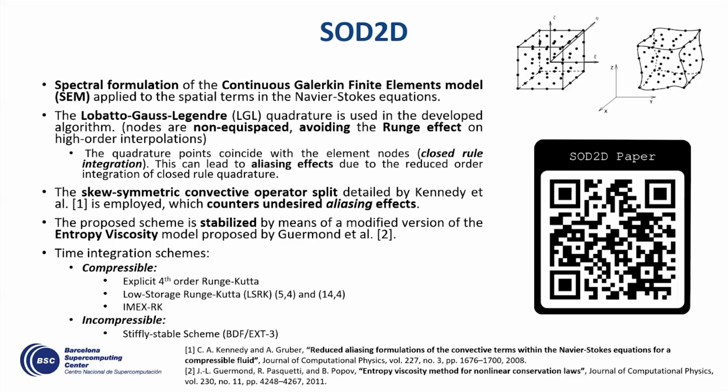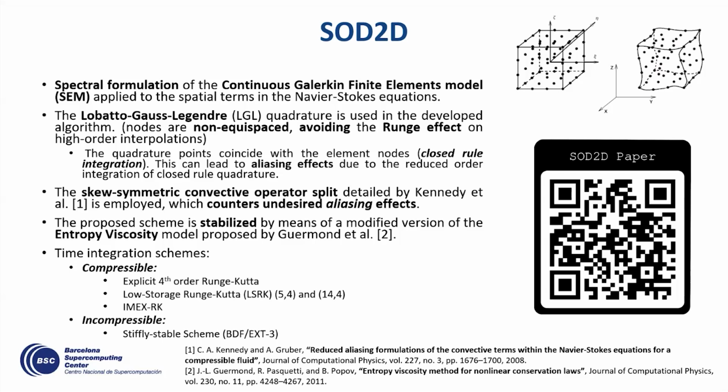And regarding the time integration schemes, we have these three for the compressible: fully explicit fourth-order Runge-Kutta, then two lowest-storage Runge-Kutta methods, one of 5 steps and another of 14, and then an implicit-explicit Runge-Kutta method where the convective is solved fully explicitly, and then the diffusive is solved implicitly.